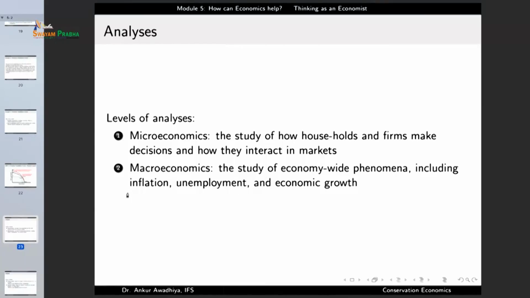Macroeconomics looks at things from a wider level, and it looks at the impact of the interactions and the activities of all the households, all the firms, and all the markets in the economy. And so, in that case, we can understand concepts such as inflation, unemployment, economic growth, and so on.